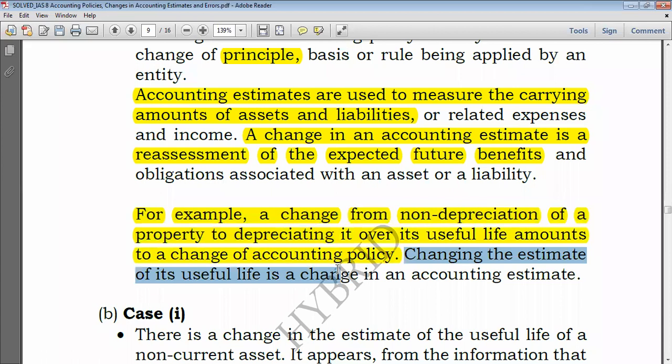But changing the estimate of its useful life is a change in accounting estimate. And we said changes in accounting estimates are applied prospectively. Now I think we are ready and we can go to the question.